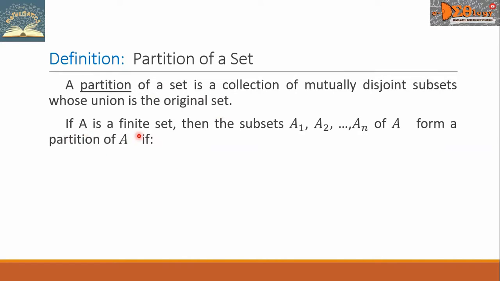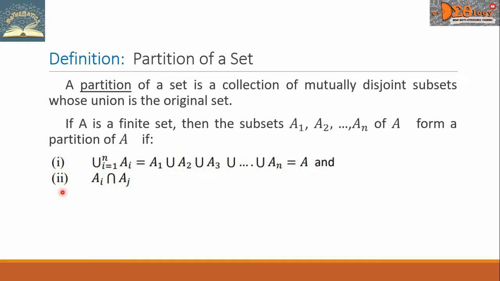If A is a finite set, then the subsets A sub 1, A sub 2, up to A sub n of set A form a partition of A if, number 1, the union of the sets A sub i, where i is equal to 1 up to n. To expand this, we may write A sub 1 union A sub 2 union A sub 3 union up to A sub n, and this union is equal to the set A.